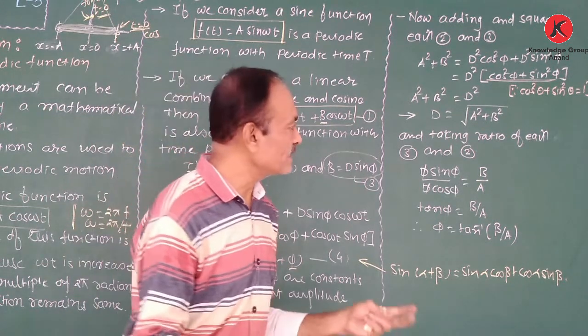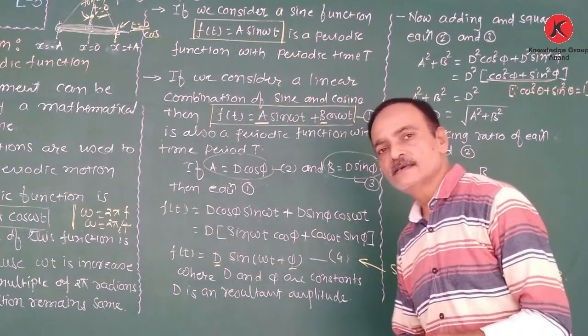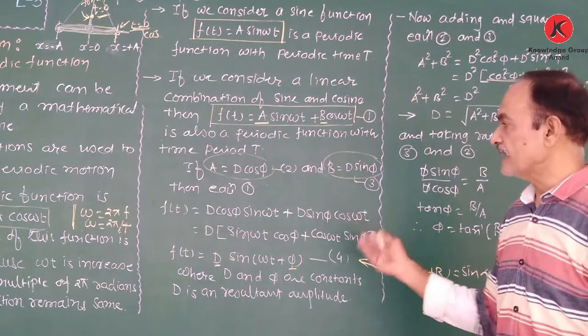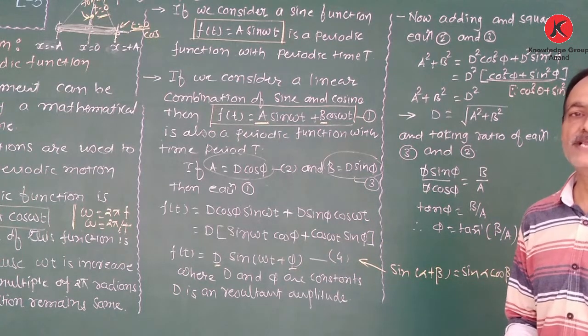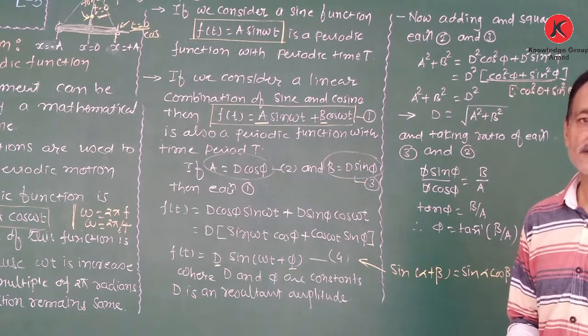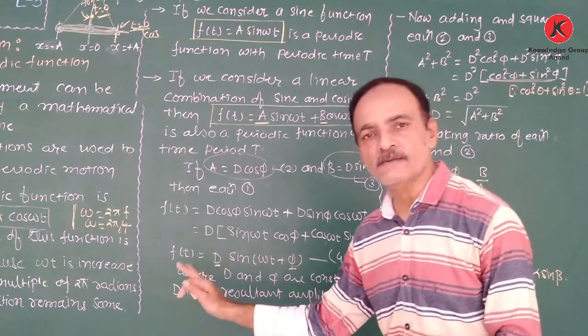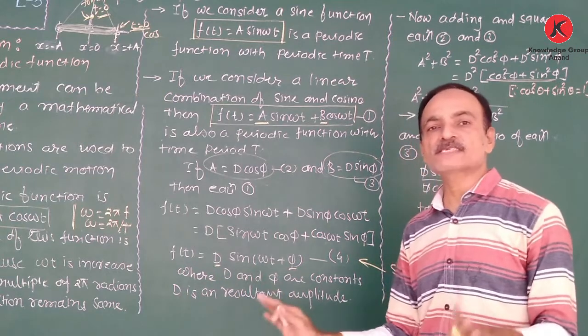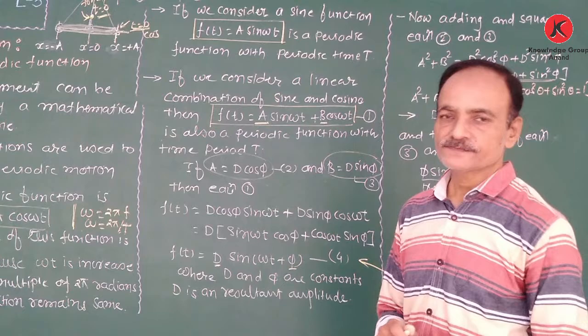Thus, we can represent the simple harmonic motion mathematically by the periodic function. And a periodic function is either the sine function or the cosine function or a linear combination of sine and cosine function. This is only for understanding, never asked in the exam, to clear a concept about the simple harmonic motion and how we represent it mathematically.